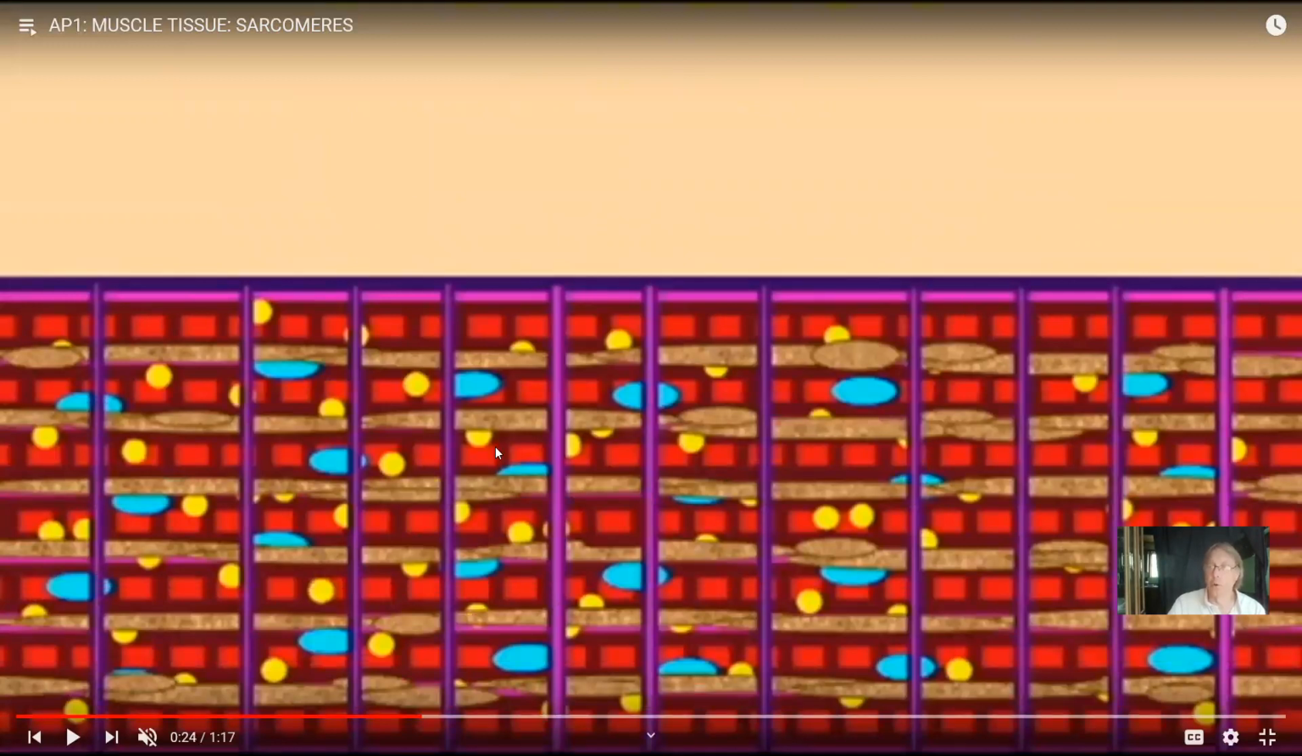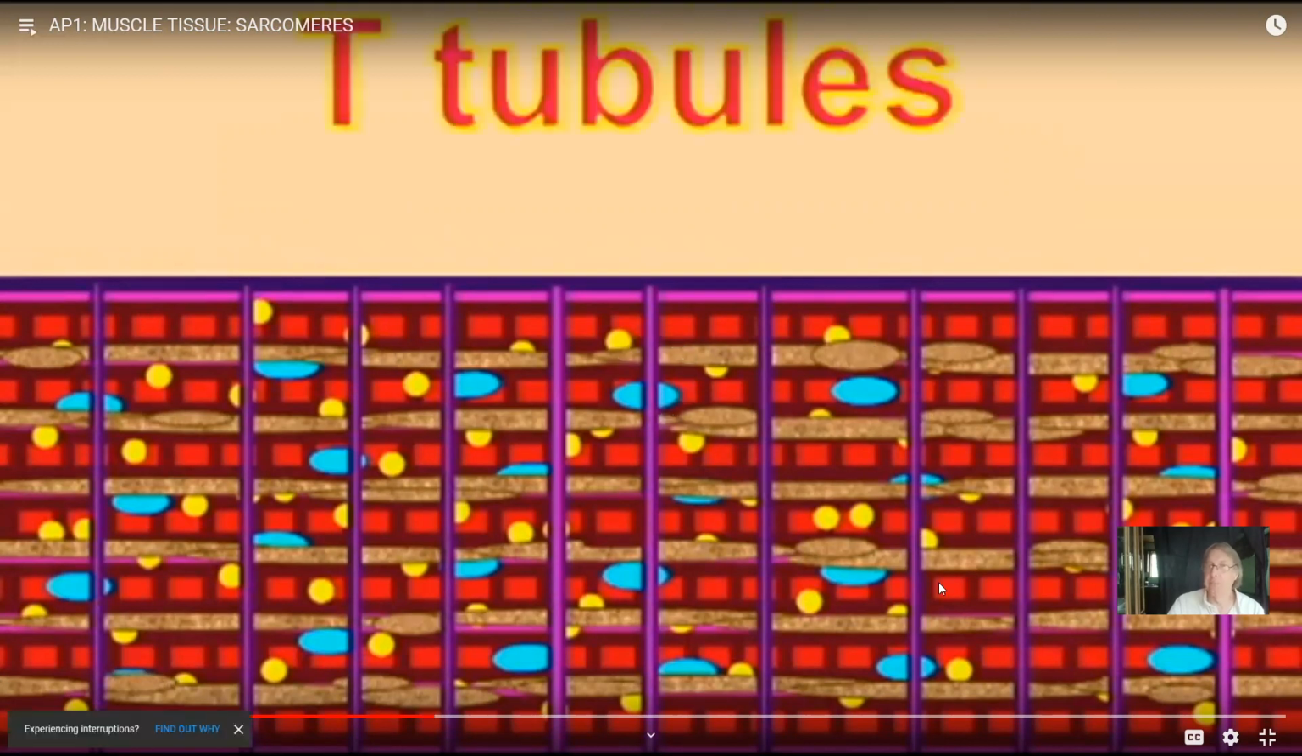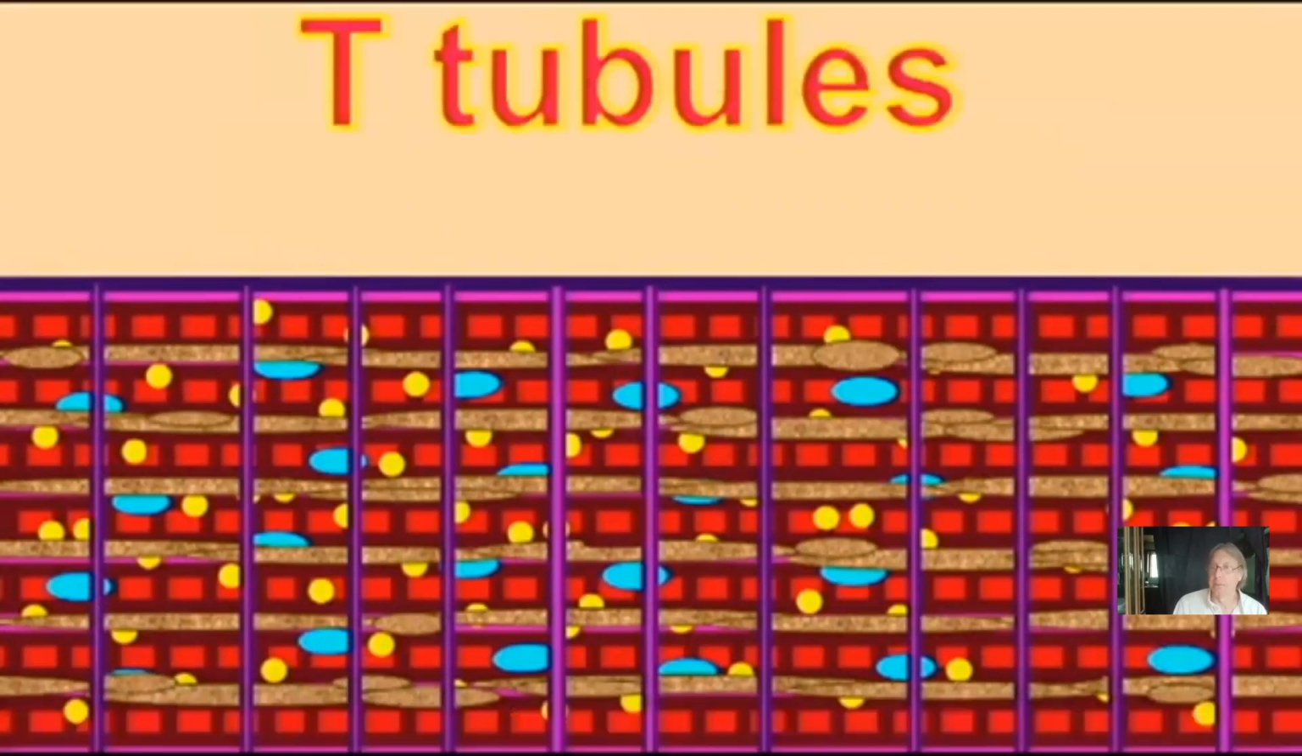The sarcoplasm is the cytoplasm, and we want to be able to connect the electrical events at the cell membrane with those sarcomeres deep inside the cell. So we have these T tubules, which can conduct electrical messages from the cell membrane down into the cell. So when the cell membrane sends a message, these T tubules take the message deep inside the cell, so that the sarcomeres inside the cell can respond.